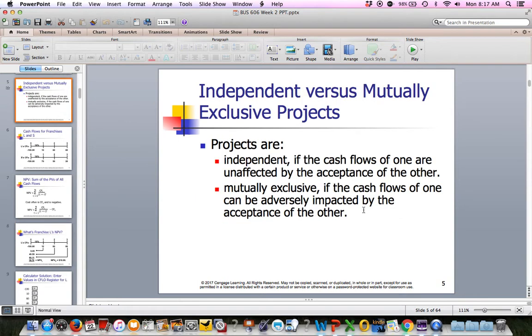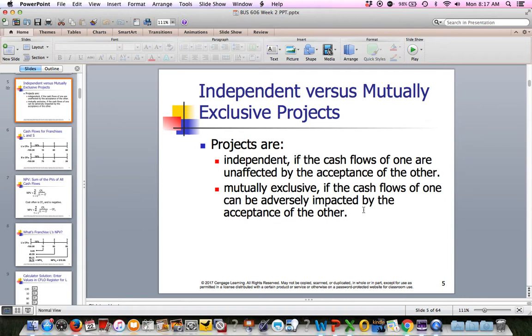And then also we have to think about whether projects are mutually exclusive or independent. An independent project means if I accept this project, it does not affect anything else. It only affects this project. Mutually exclusive means the cash flows of one can be adversely impacted by acceptance of another.